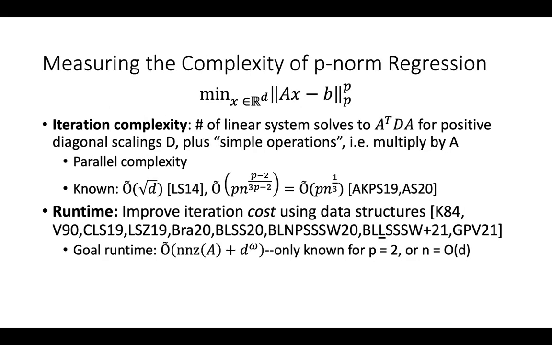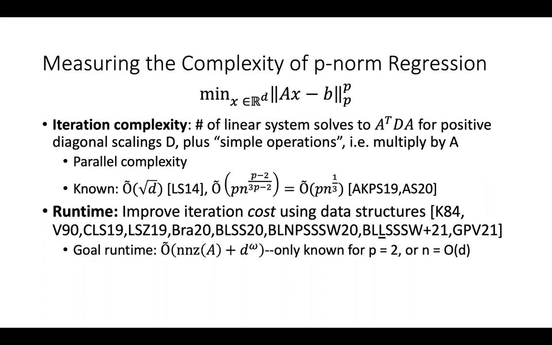To measure the complexity of p-norm regression, there's two natural ways. The first way is to measure the iteration complexity. This is the number of linear system solves to A transpose D A for some positive diagonal matrix D that we need to solve the p-norm regression problem. Additionally, during each iteration, we're allowed to do other simple operations like adding vectors, multiplying by A, etc. Things that are cheaper than solving the linear system.